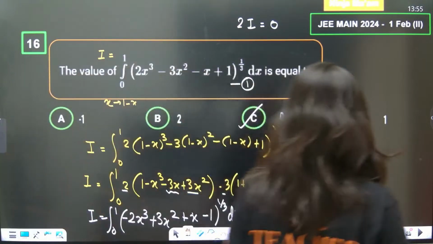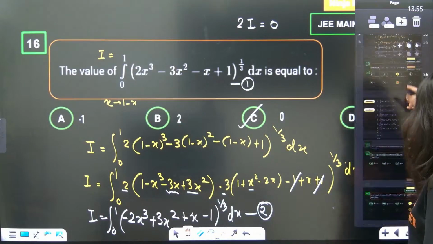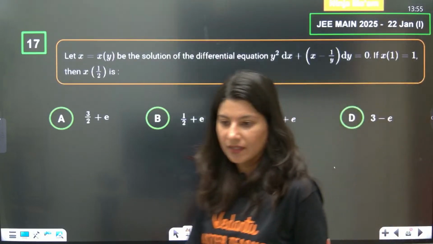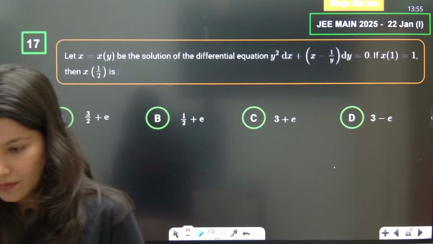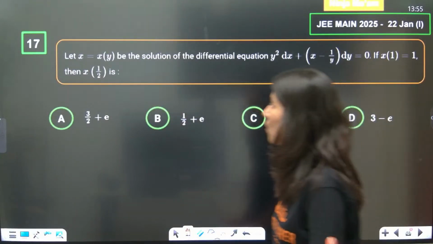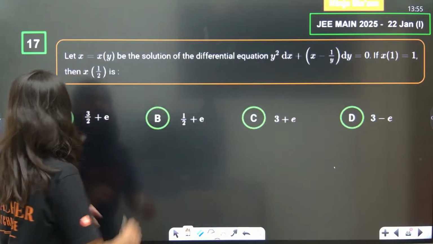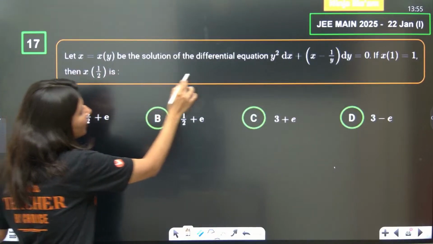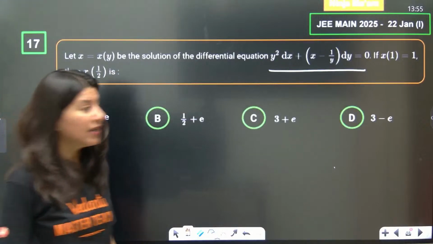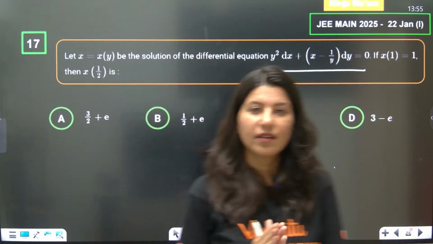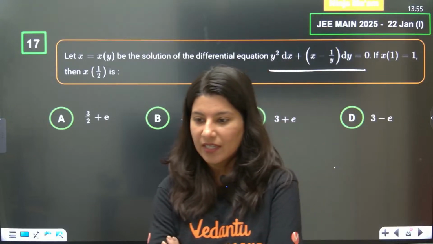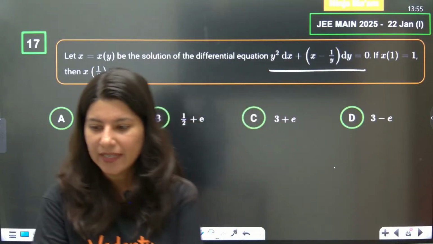Next question is from differential equation, my dear students. Yes, this question, everybody. Let x equals xy be the solution of this differential equation. So this is your differential equation. And if you see, this is again January JEE Main 2025.